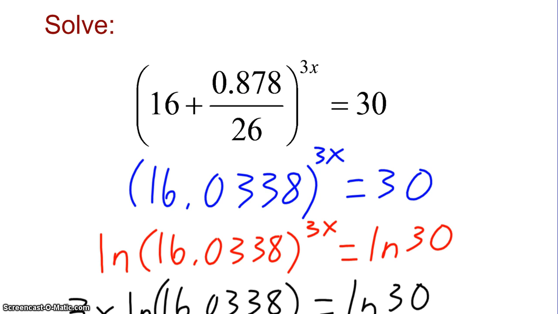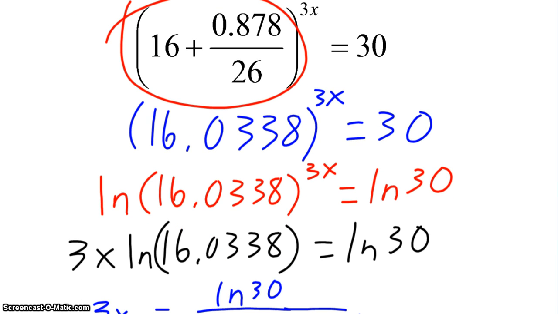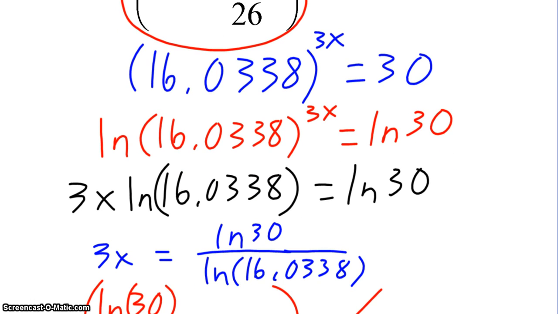Alright, so the first thing we want to do here is combine what is inside of the parentheses. So I just typed that into my calculator and I rounded it to 4 decimal places in this case. So I got 16.0338 to the 3x equals 30. I chose to take the natural log of both sides. You did not have to do this.